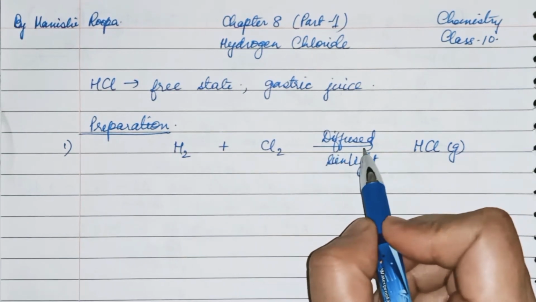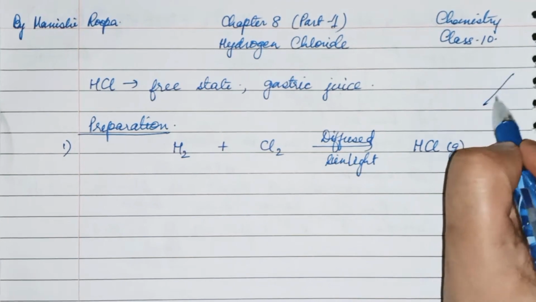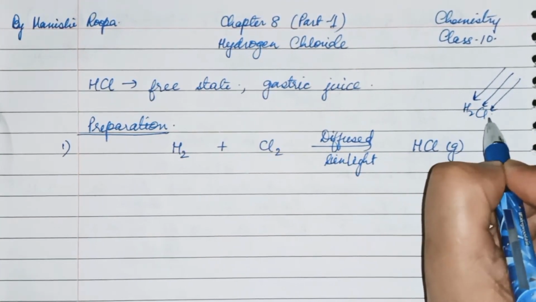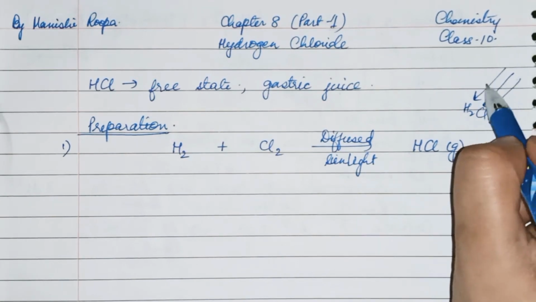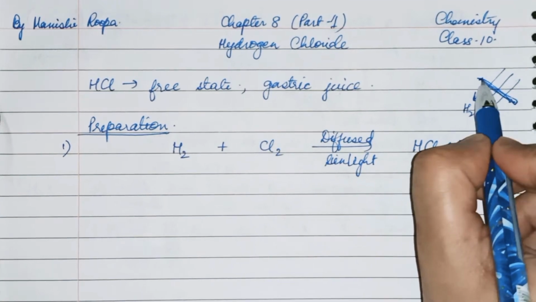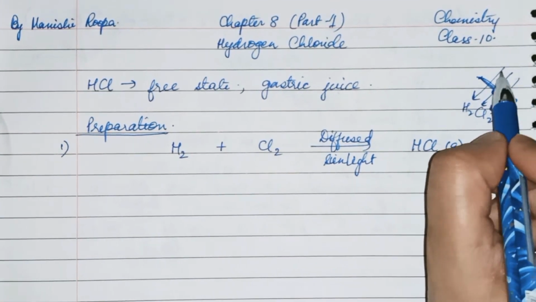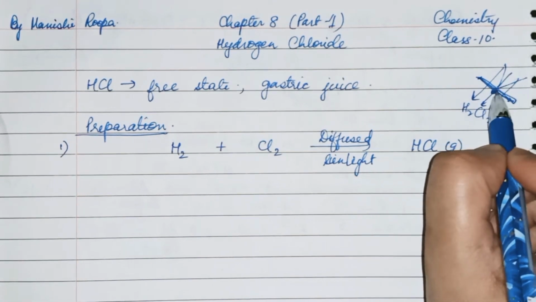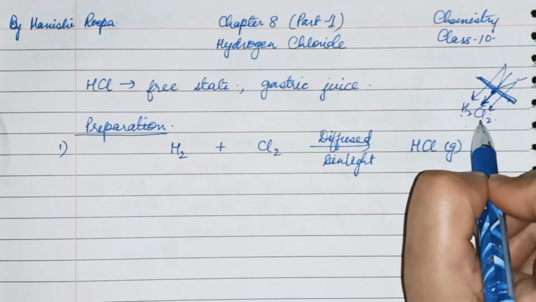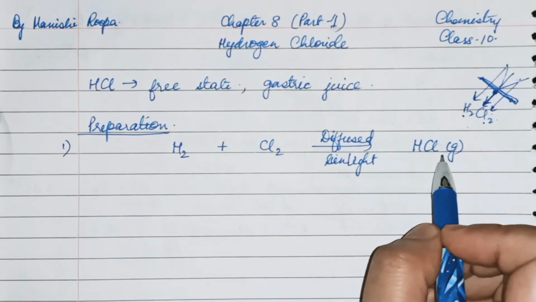it is diffused sunlight. Diffuse sunlight means we are not putting the hydrogen and chlorine in direct sunlight. It means some part, or we will put some blockage over here, and in that one hole will be there, or you can say only a few rays of sunlight will reach the hydrogen and chlorine gas, and after that HCl gas will form.